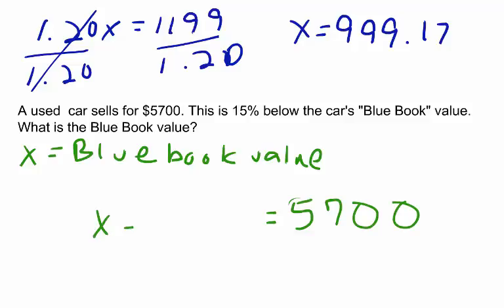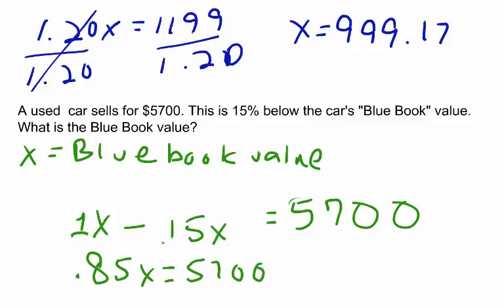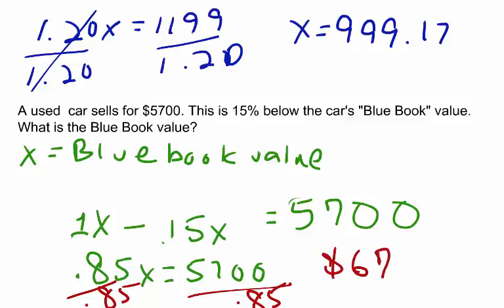And now we're saying that x minus 15% of x is equal to 5,700. When we have x, there's a coefficient of 1 implied, so that's the same as 1x minus 0.15x. That gives us 0.85x equals 5,700. Now when we divide both sides by 0.85, we're solving for x. And that gives us $6,705.88.